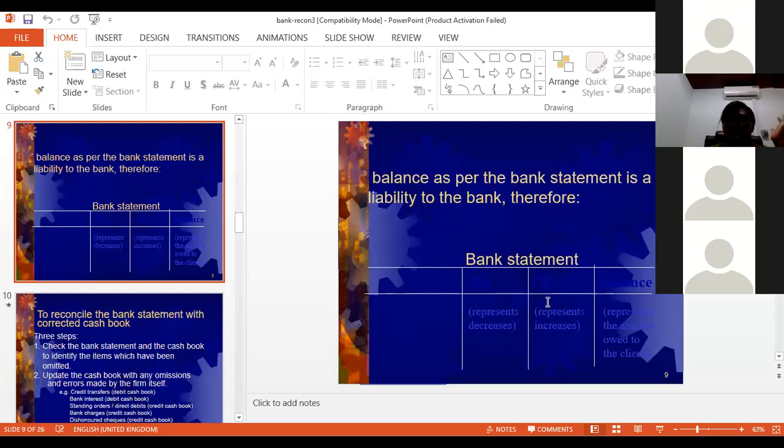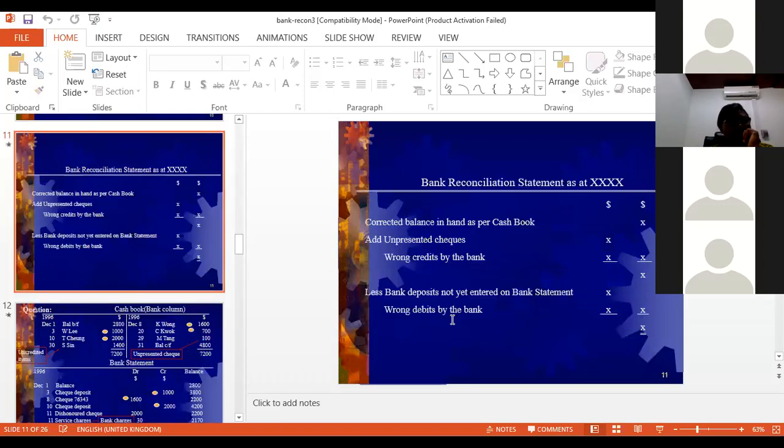And so if you look at it, they are opposites. In the cash book, the debit side represents an increase. In the bank statement, the credit side represents an increase. In the cash book, the credit side represents a decrease. In the bank statement, the debit side represents a decrease. So they are opposites, and you must note that, okay?